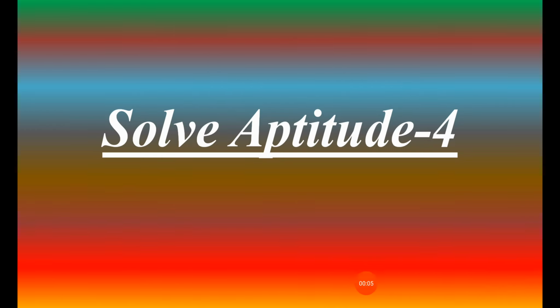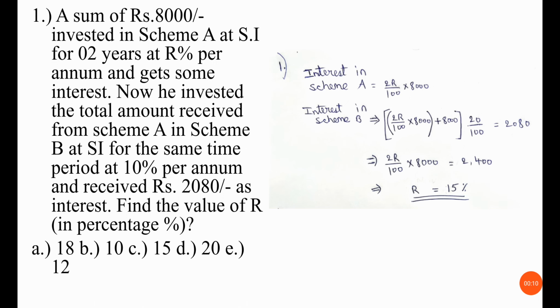In this video, we are going to discuss some important aptitude questions. Let's get started. The first question belongs to simple interest. A sum of 8,000 rupees is invested in scheme A at simple interest for 2 years at R% per annum and gets some interest. Now, he invested the total amount received from scheme A in scheme B at simple interest for the same time period at 10% per annum and received 2080 rupees as interest. Find the value of R.